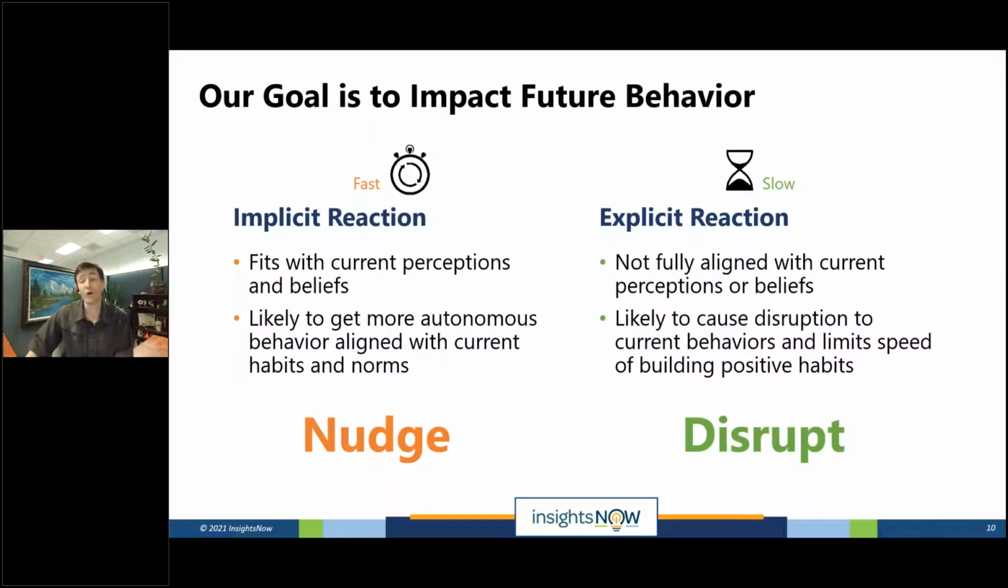But overall, the key here is that we're using implicit and explicit in situations where we want to understand, are we more nudging people with this, or are we more disrupting people with this? So anytime your objective comes back to nudging and disrupting people, an implicit explicit test is going to be a valuable part of the mix of information that you want to gather in your research.